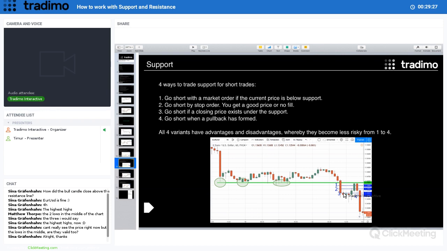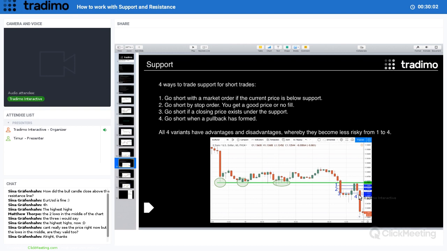And then finally, and this is the most conservative way with the least risk, is waiting for a pullback to form. In this particular case, you can see the market goes sideways a little bit, moves up again, testing the former support level now as a resistance level, and then the market goes down again. After you have seen this pullback form, you can go short with the next candle.